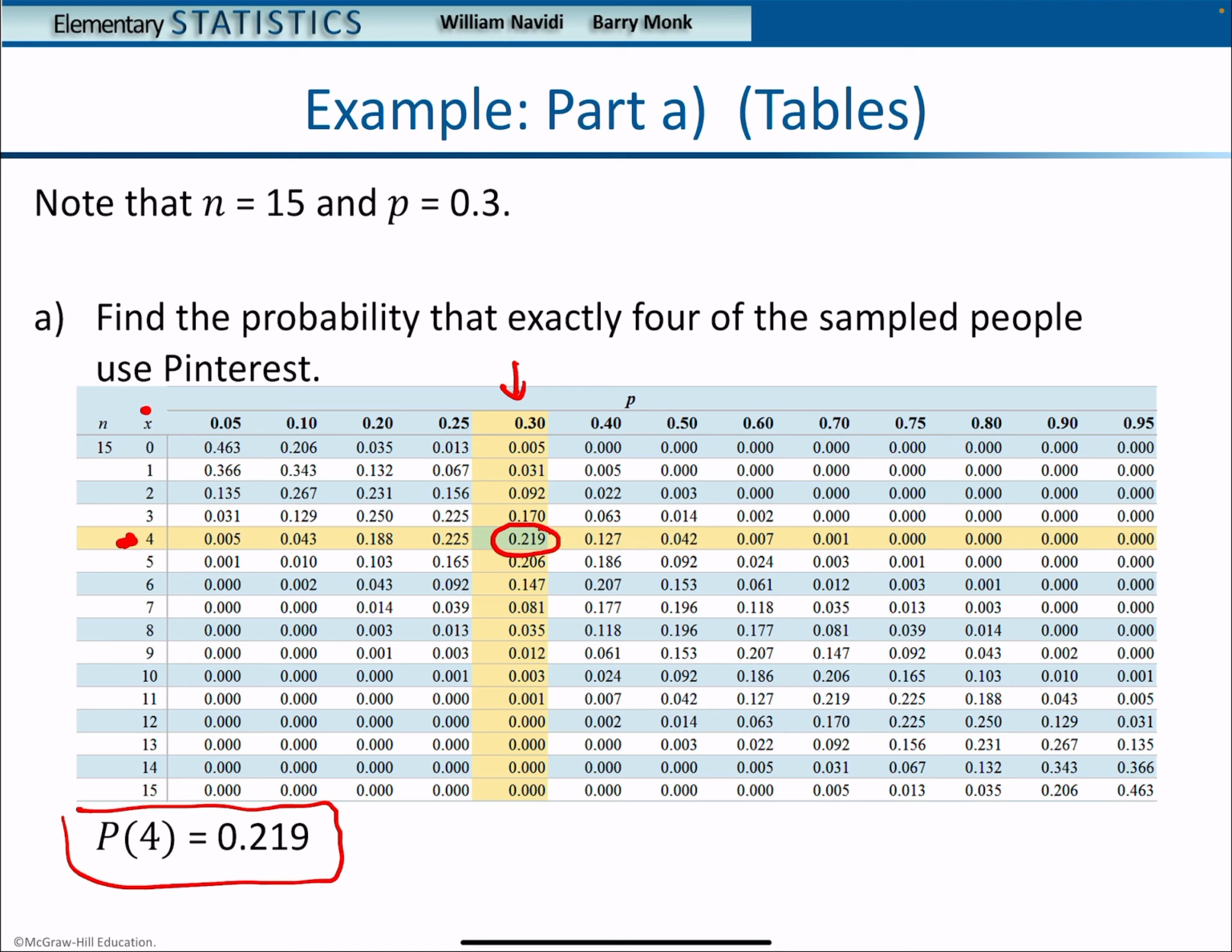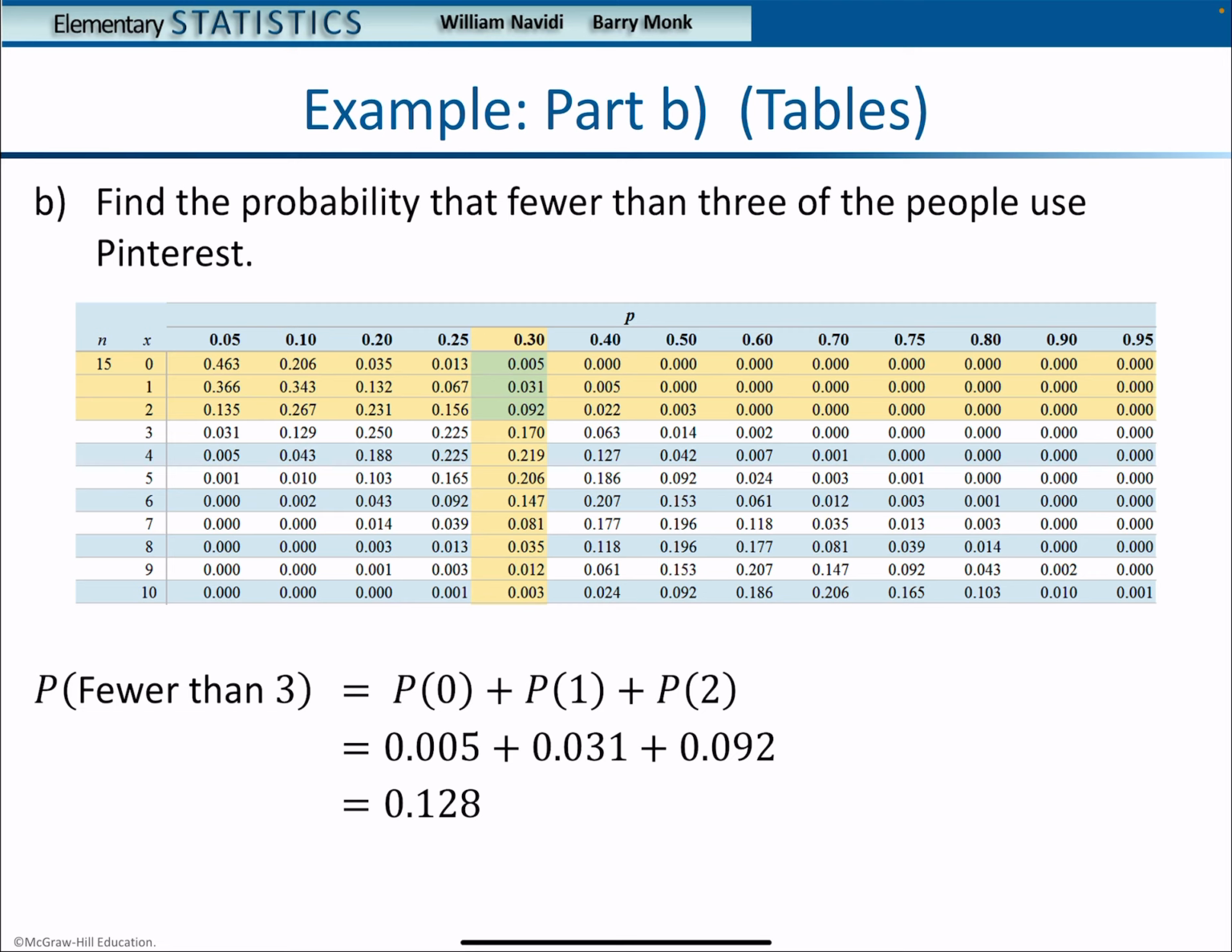Okay, so then let's say fewer than 3. You would have to do P of 0 plus P of 1 plus P of 2. Using the table, P of 0 is right here, P of 1 is right here, P of 2 is right here, because they all line up. You would just have to add these three together, and that's 0.128.